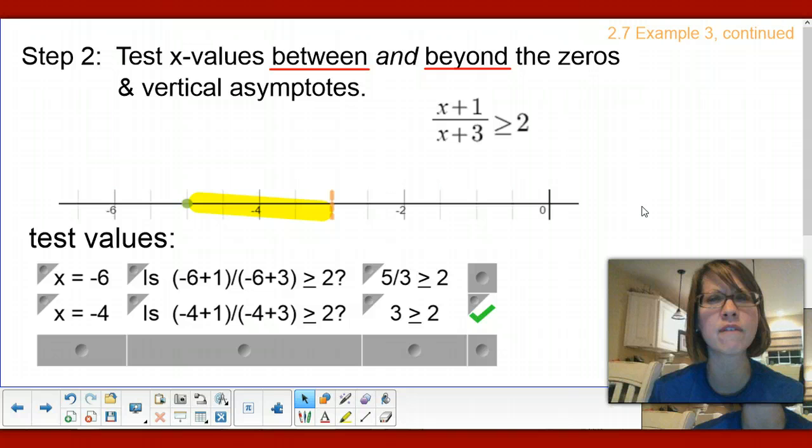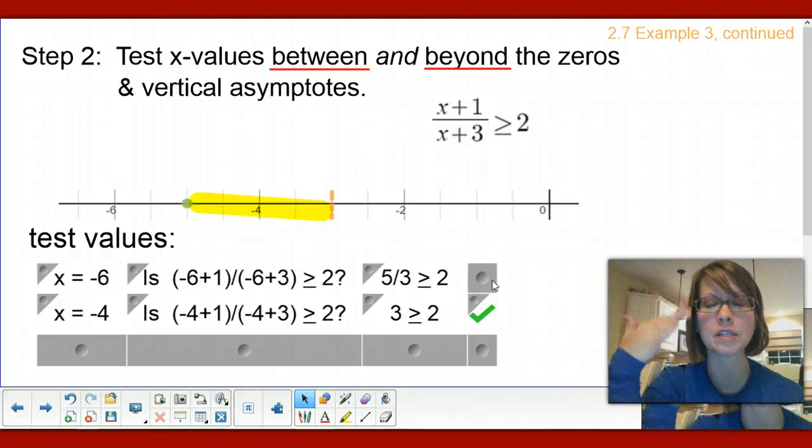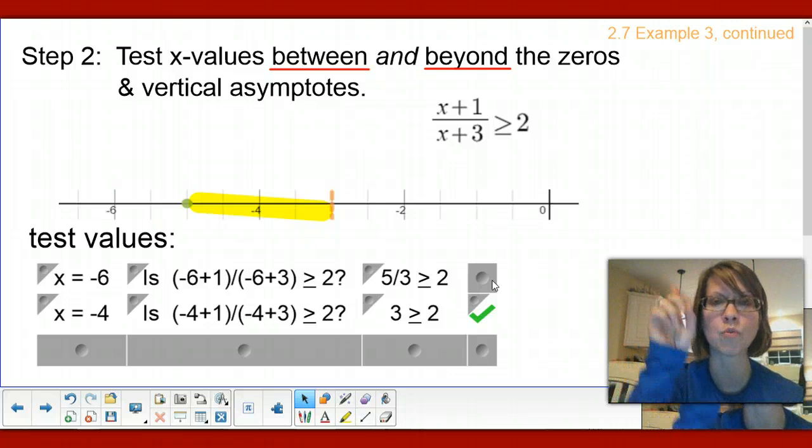Now, is 5 over 3 greater than or equal to 2? You can check this on your calculator if you need to. Change it into a mixed number in your mind. How many times does 3 go into 5? Only once. Not greater than 2. So these x values back here are not above the 2. They're actually below when we calculate the y.